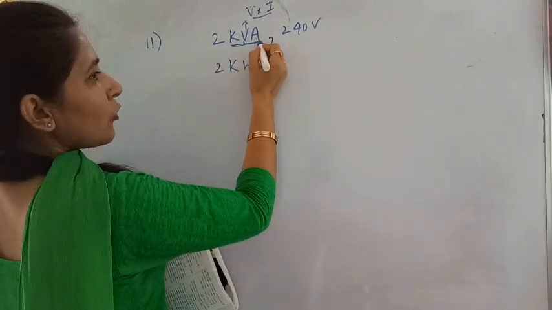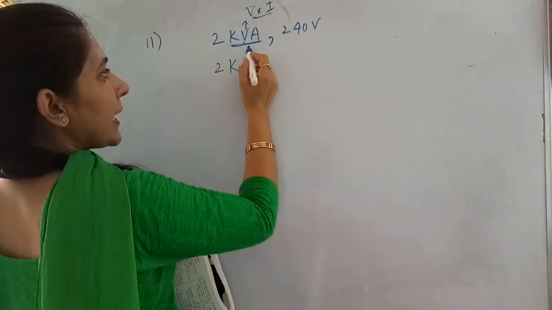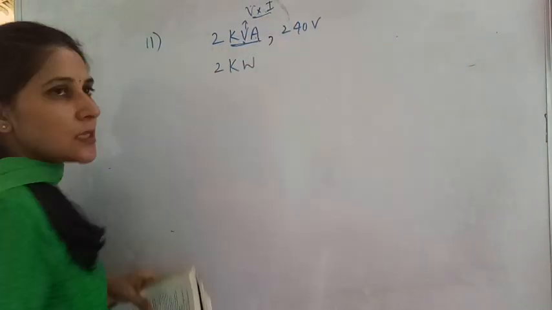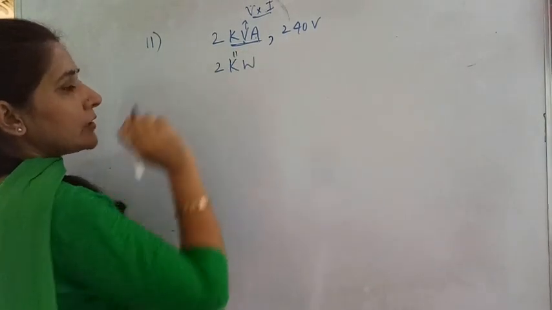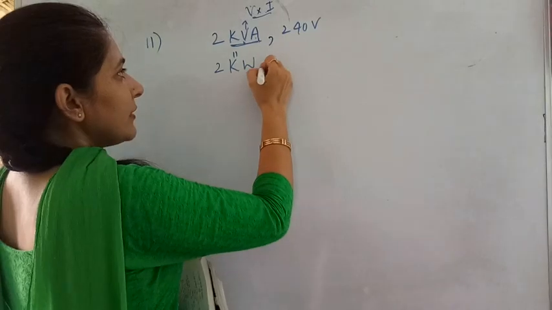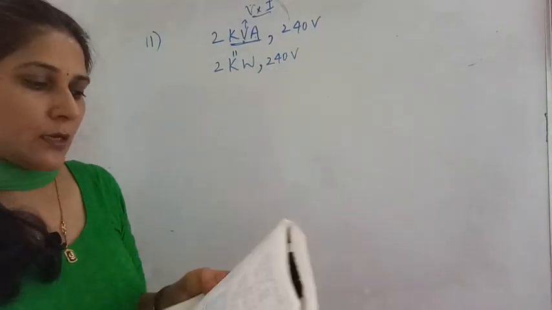Volt into ampere means watt, because P is V into I and these two units make this same formula. So instead of 2 kilovolt ampere, we can write 2 kilowatt, and the power rating can now be written this way. This is the power rating of the geyser given to us.